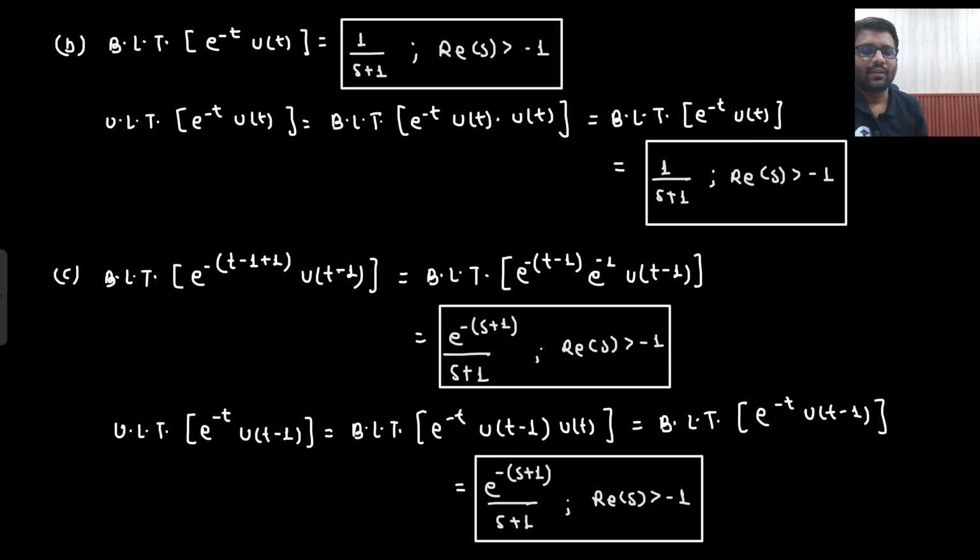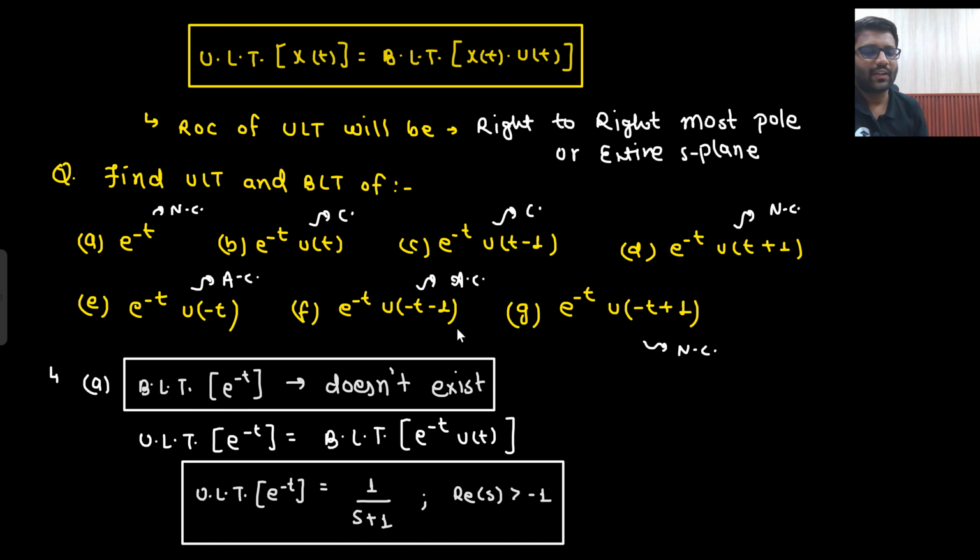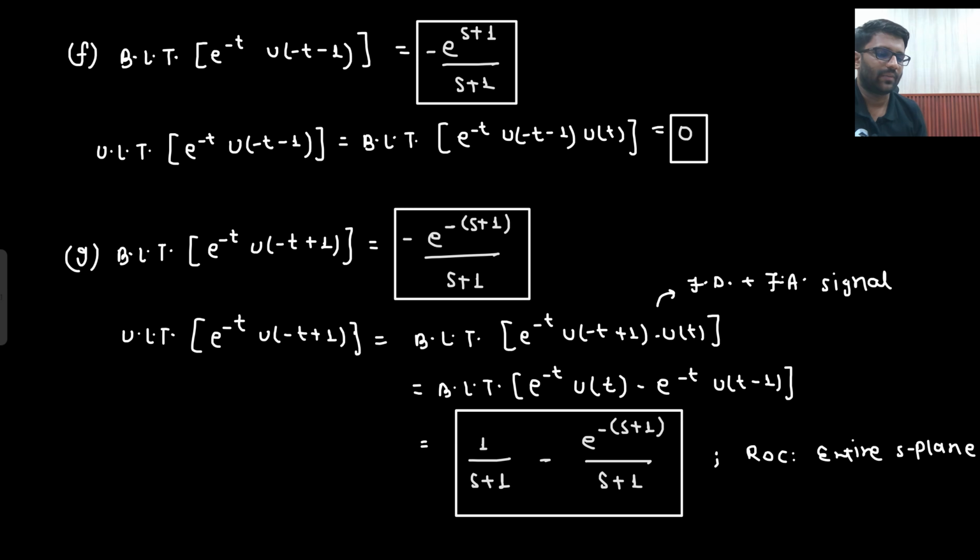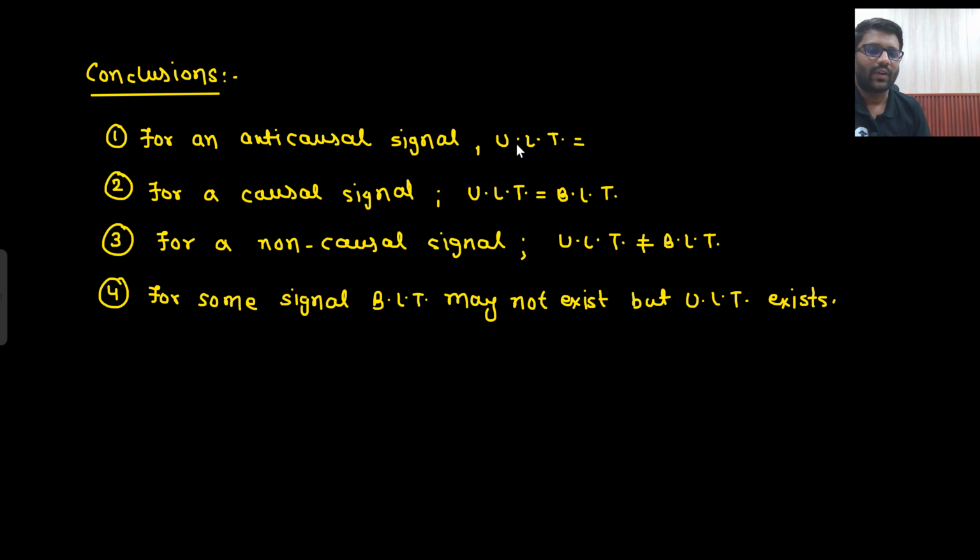So this is the conclusion we can see. For an anti-causal signal, the unilateral Laplace transform will be 0. For a causal signal, the unilateral Laplace transform and the bilateral Laplace transform will be the same. And for a non-causal signal, both will be different. And for some signals, the bilateral Laplace transform may not exist, but the unilateral Laplace transform exists.